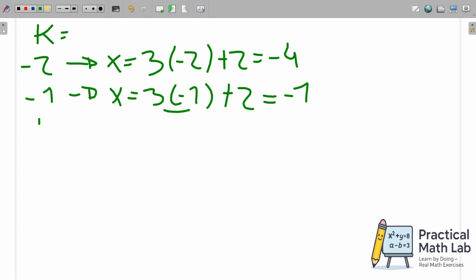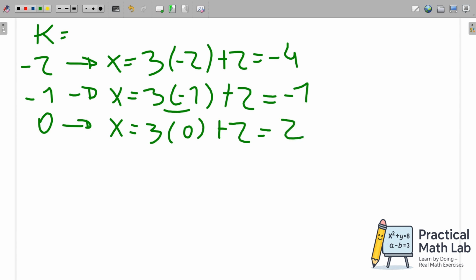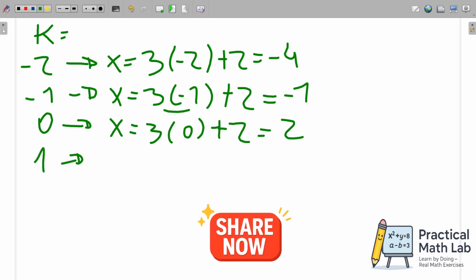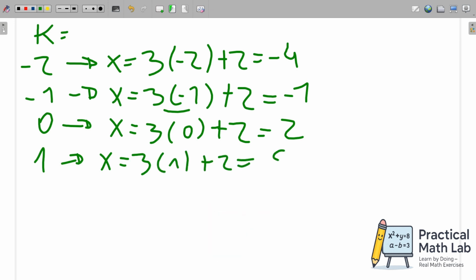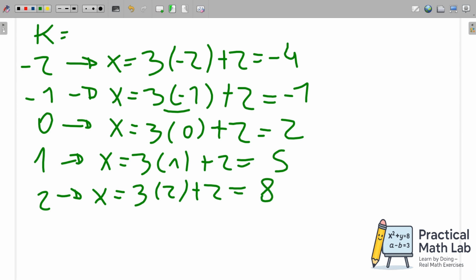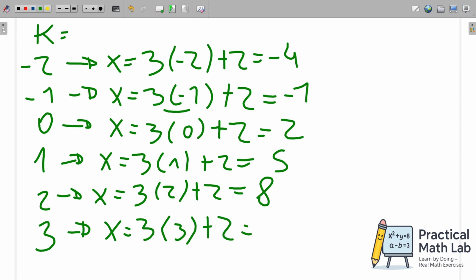For k equals 0, x equals 3 times 0 plus 2. So, that's 2. 3 times 0 is 0, plus 2, that's 2. For k equals 1, we'll have x equals 3 times 1 plus 2. So, x equals 5. For k equals 2, we have x equals 3 times 2 plus 2. So, that's 6, 8. And for k equals 3, we have x equals 3 times 3 plus 2. 3 times 3 is 9, plus 2, 11.